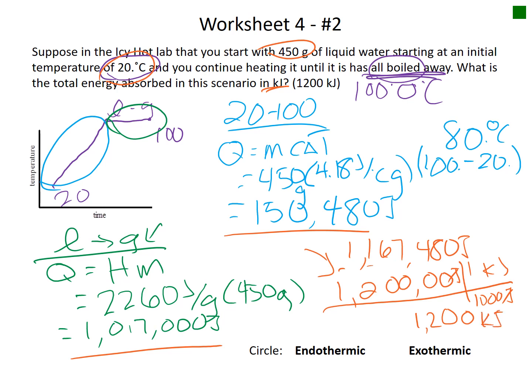In order to figure out if it's endo or exo, what you need to do is look at my overall temperature change, which is increasing. As a result of an increasing temperature, that means you have more energy because energy is directly proportional to temperature. And so therefore, because it increased, it had to absorb that energy. So therefore, this is an endothermic process.